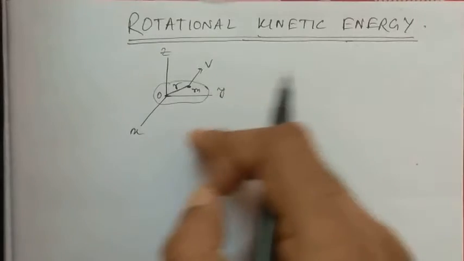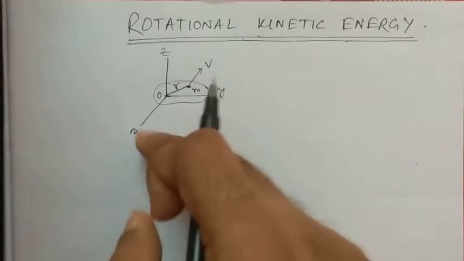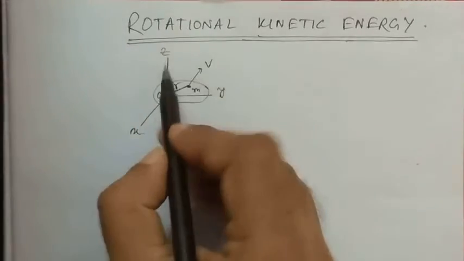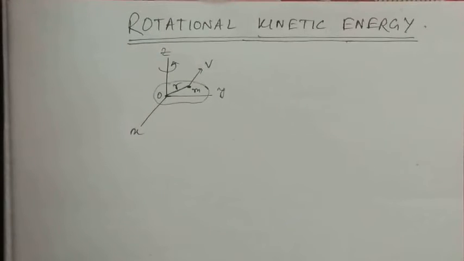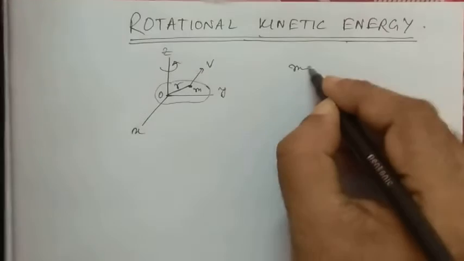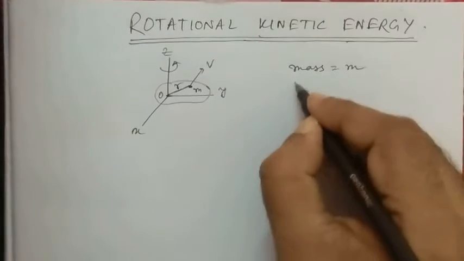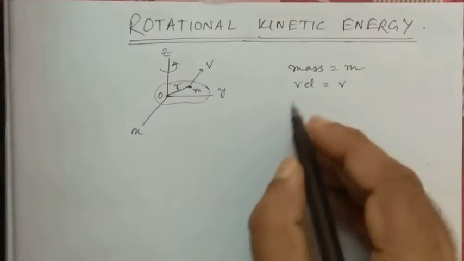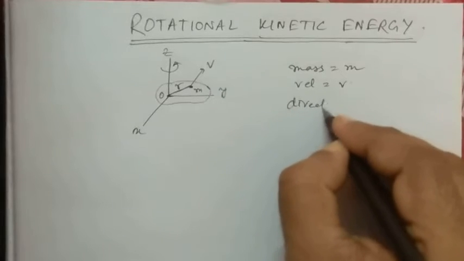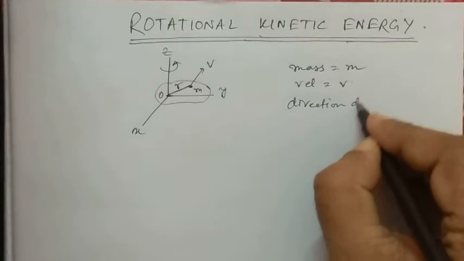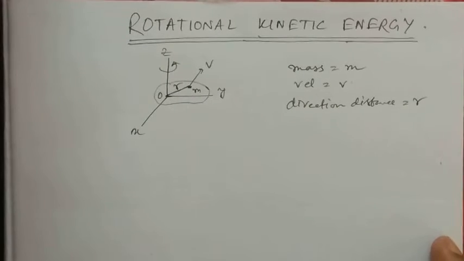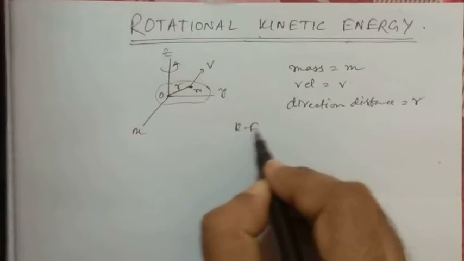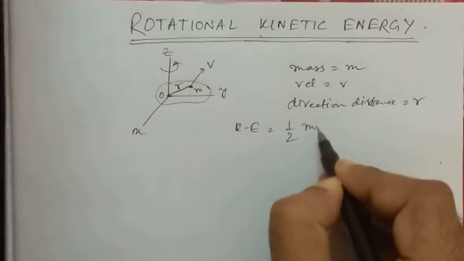So we have considered a body rotating about an axis. Now this axis is the axis z, because the body is rotating with respect to the axis z. Now we have chosen a particle of small mass m with a velocity v, at a small distance r. Now what is the kinetic energy of the particle? We know the formula from translation, that is half mv square.